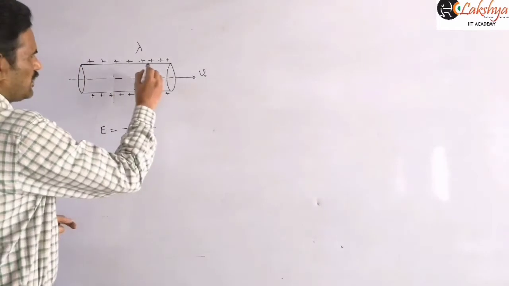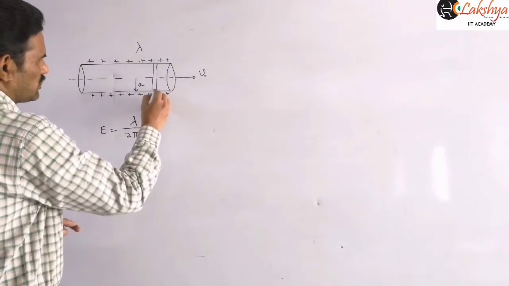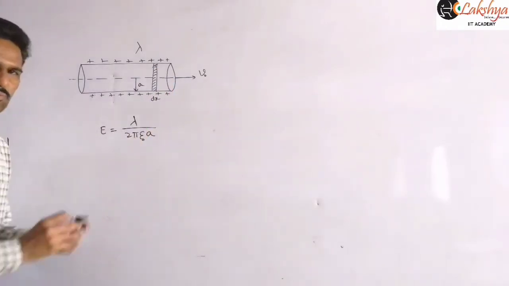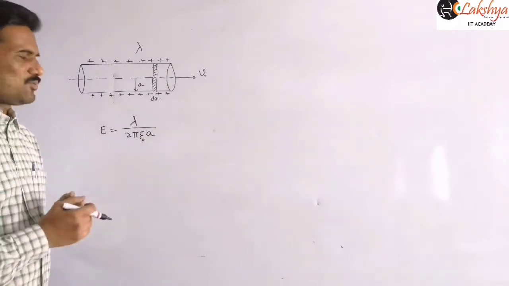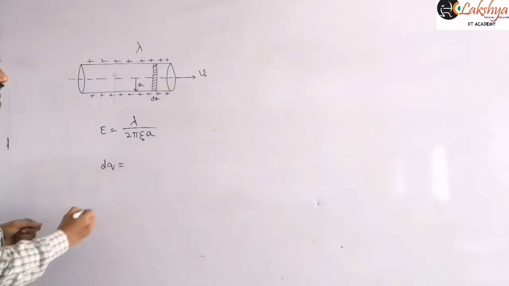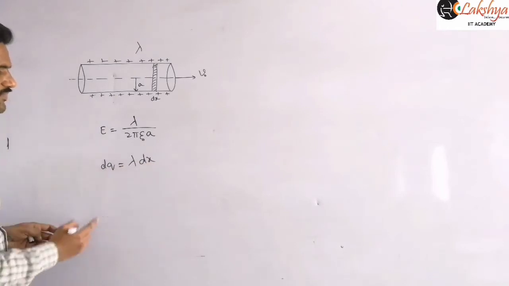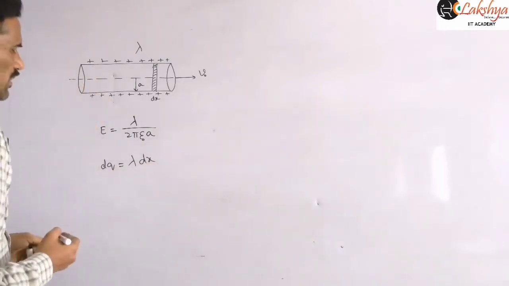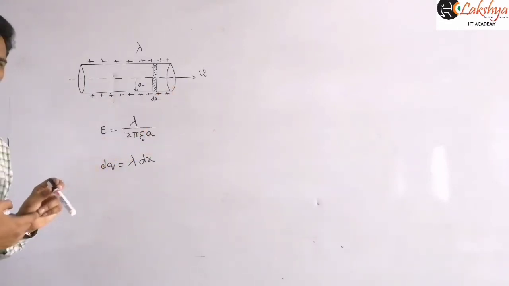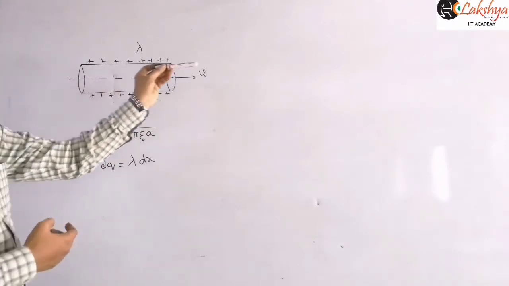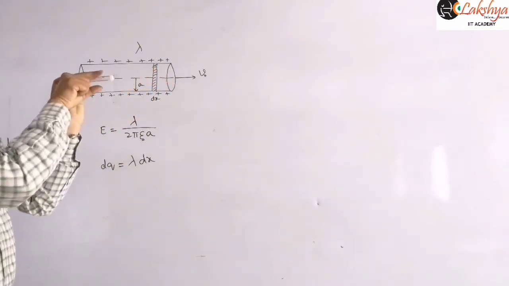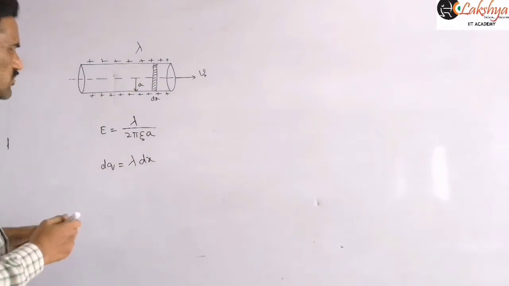Now I am taking a small element of this rod, say dx. I am discussing just that one element of the conductor. The charge present on that element I can write as dq is equal to lambda into dx. That element is moving with the velocity V naught, since the entire rod is moving.